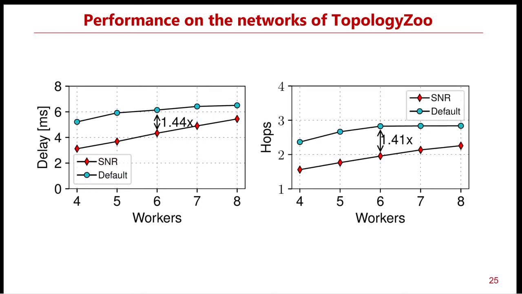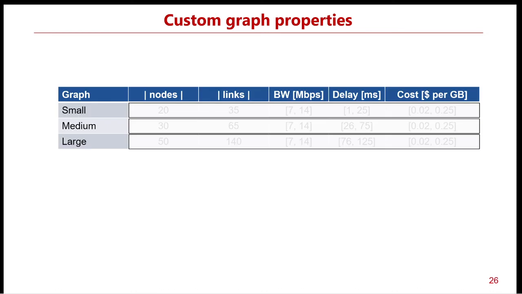We also measure the hops among the worker nodes in SNR, and we find that SNR has 1.41 times fewer hops compared to the default approach. Furthermore, we create 3 custom graphs, and we want to measure the performance of SNR on the custom graphs running on real systems, real stream processing systems.